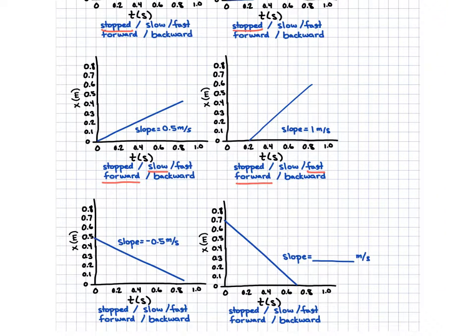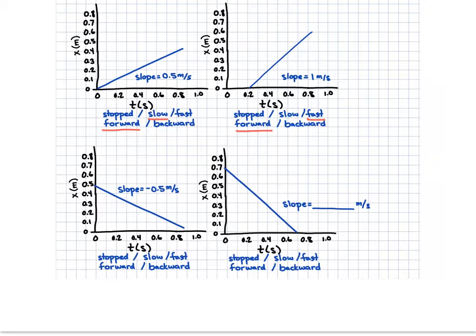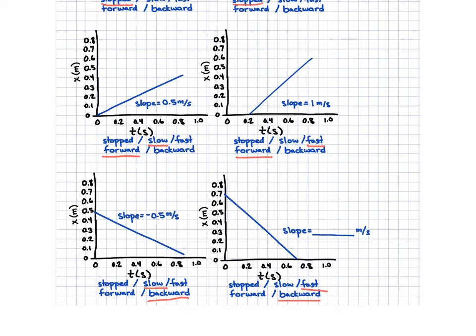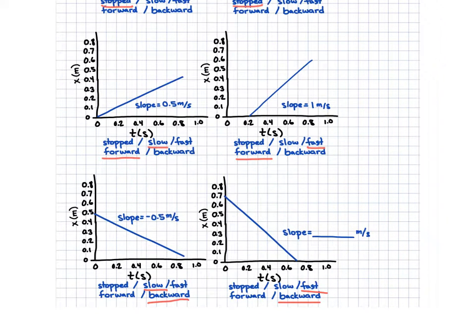All right, last ones. Forward or backward? Backward. Which one's slow and which one's fast? All right. Does anyone know? First one's slow, second one's fast. All right, so let's take a look at these 4. Which ones are the slow ones? On the left, and the fast ones over here on the right. All right, and you can tell based on the slope.